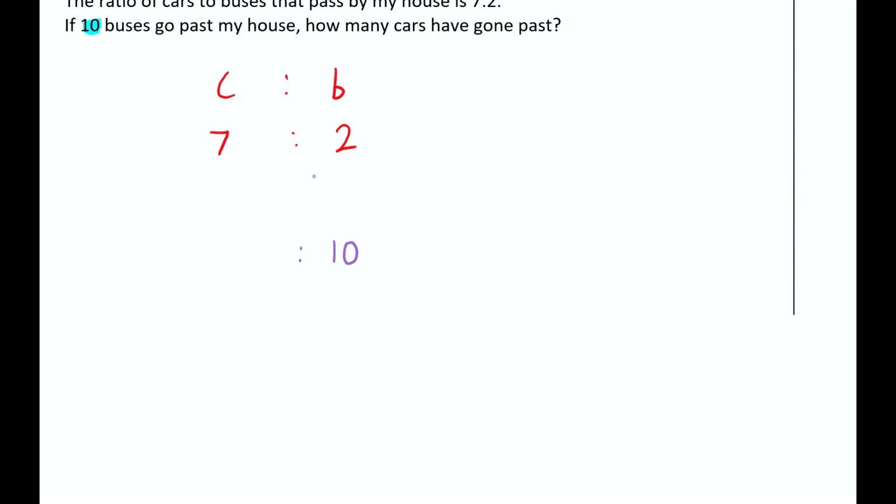Same as before, we're going to work out what we times by to get from 2 to 10. To do that, we can just work out how many 2s go into 10, which is 5, because 2 times 5 is 10. And then we must also do 7 times 5, which gives us 35. And that will tell us that 35 cars have gone past. Okay, fairly straightforward.